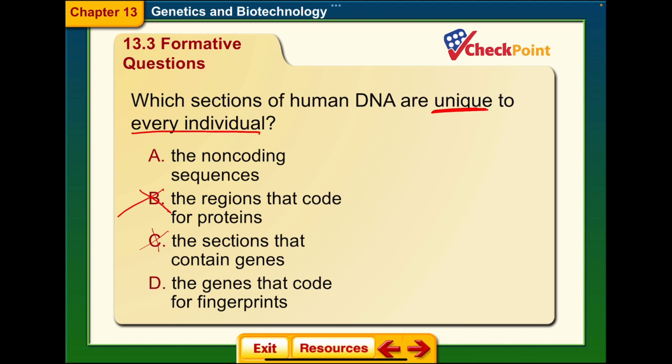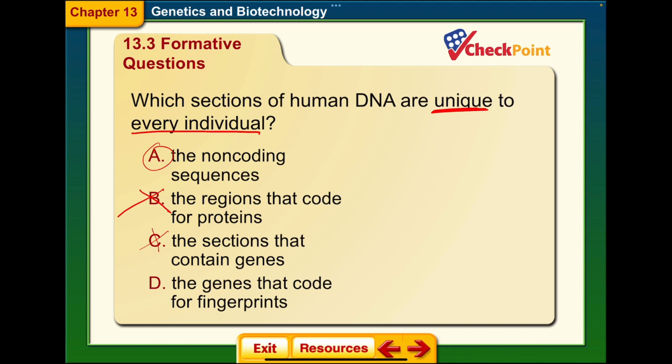Or is it the non-coding sequences? A lot of people might get very confused here. But in the book, it is clearly stated that the sections of human DNA that are unique to every individual are your non-coding sequences. If you look back at the videos, you'll see us talk about non-coding and coding sequences, and we discussed that the long stretches of non-coding regions of DNA are unique to each individual.